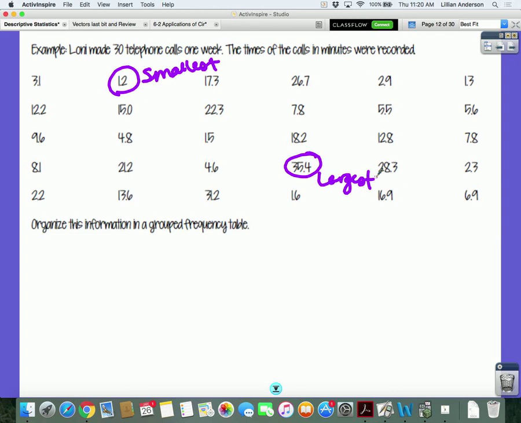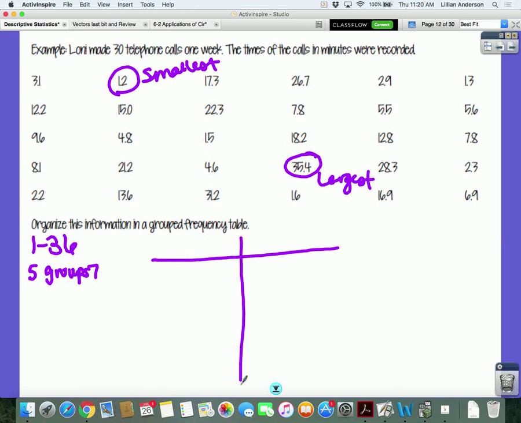Now my question is, if we go from 1 to 36, are we going to be able to have equal groups? No. You're saying groups of 7? Okay, so if we go from 1 to 36, that means we're going to have 5 groups of 7, or 7 groups of 5. 5 groups of 7. We can either go 5 groups. Let's do 5 groups because it's a smaller amount of groups, so it's easier. Okay, so that's how we're going to base our table off of, okay?